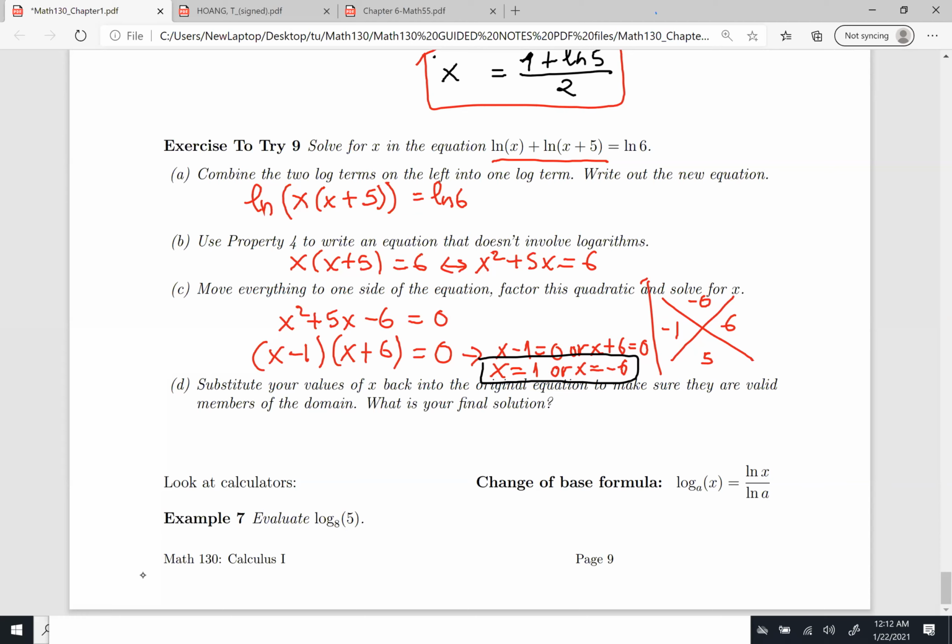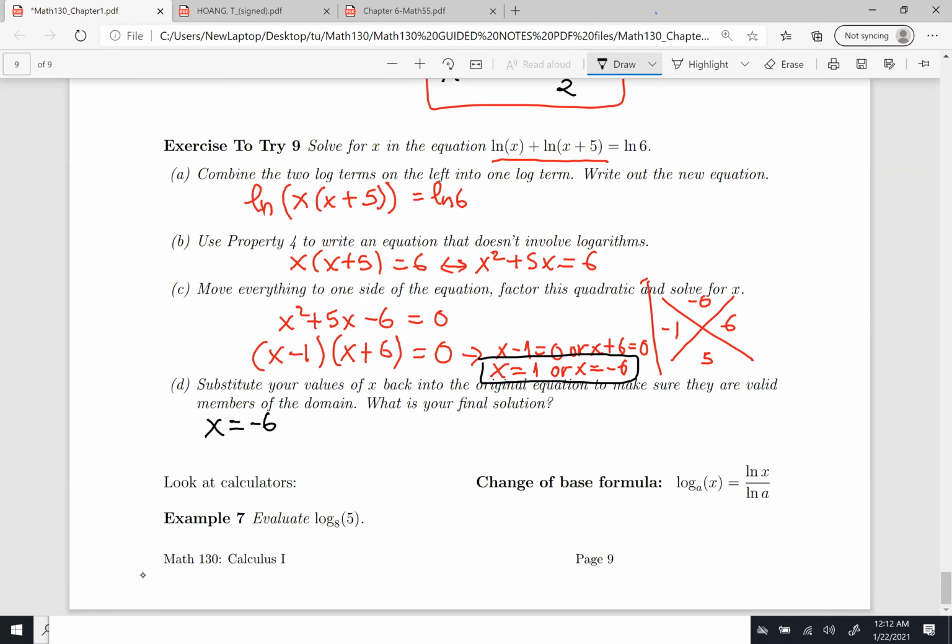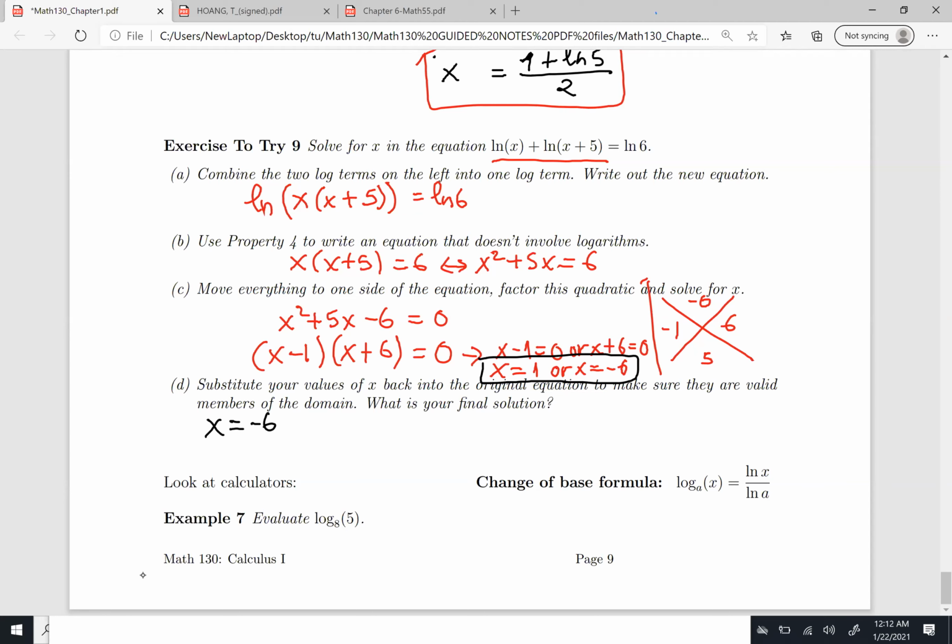Part D says substitute the values of x back into the original equation to make sure they are valid members of the domain. Okay, so let's try x equal to negative 6 first. I put it in, and with the first term, I see that it doesn't work because the argument becomes negative, so it's not in the domain.